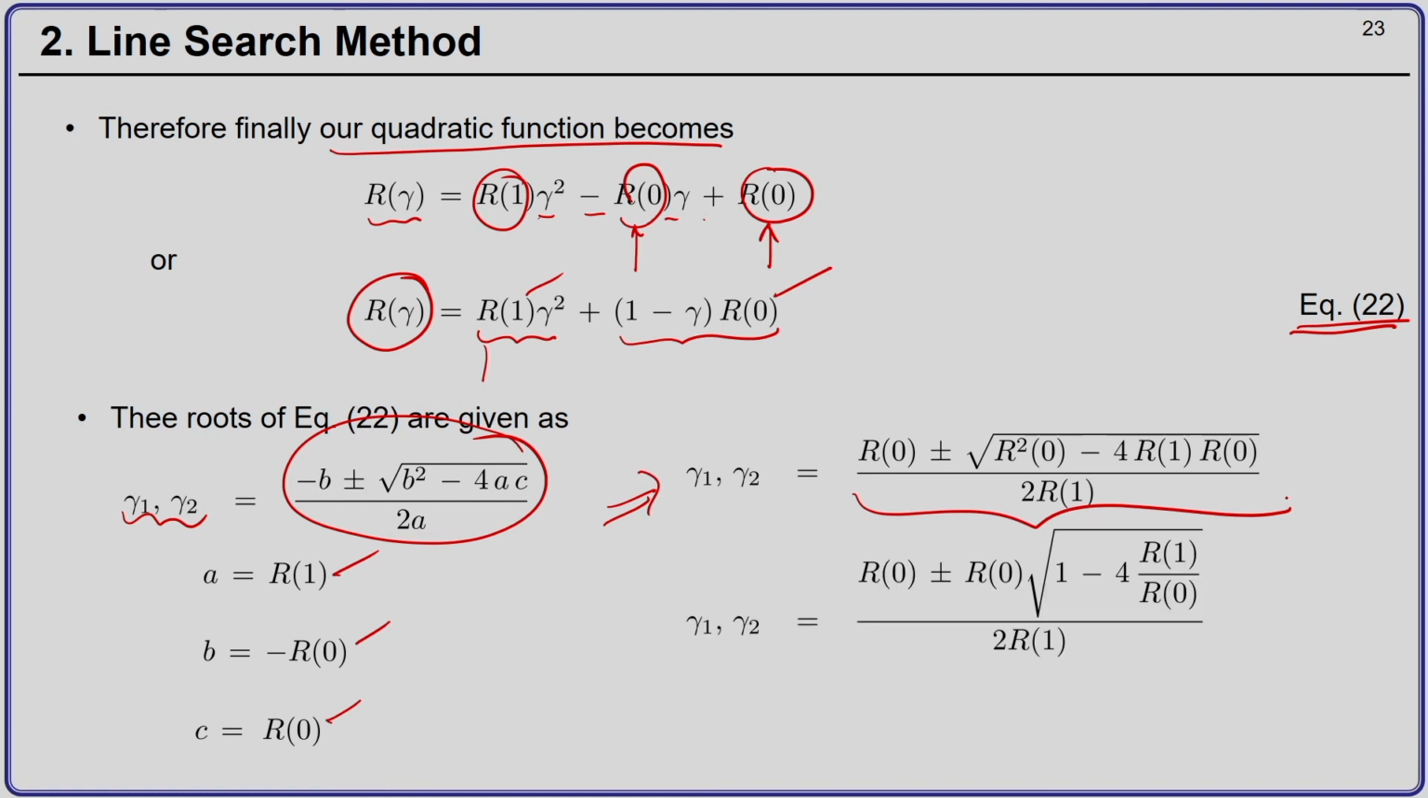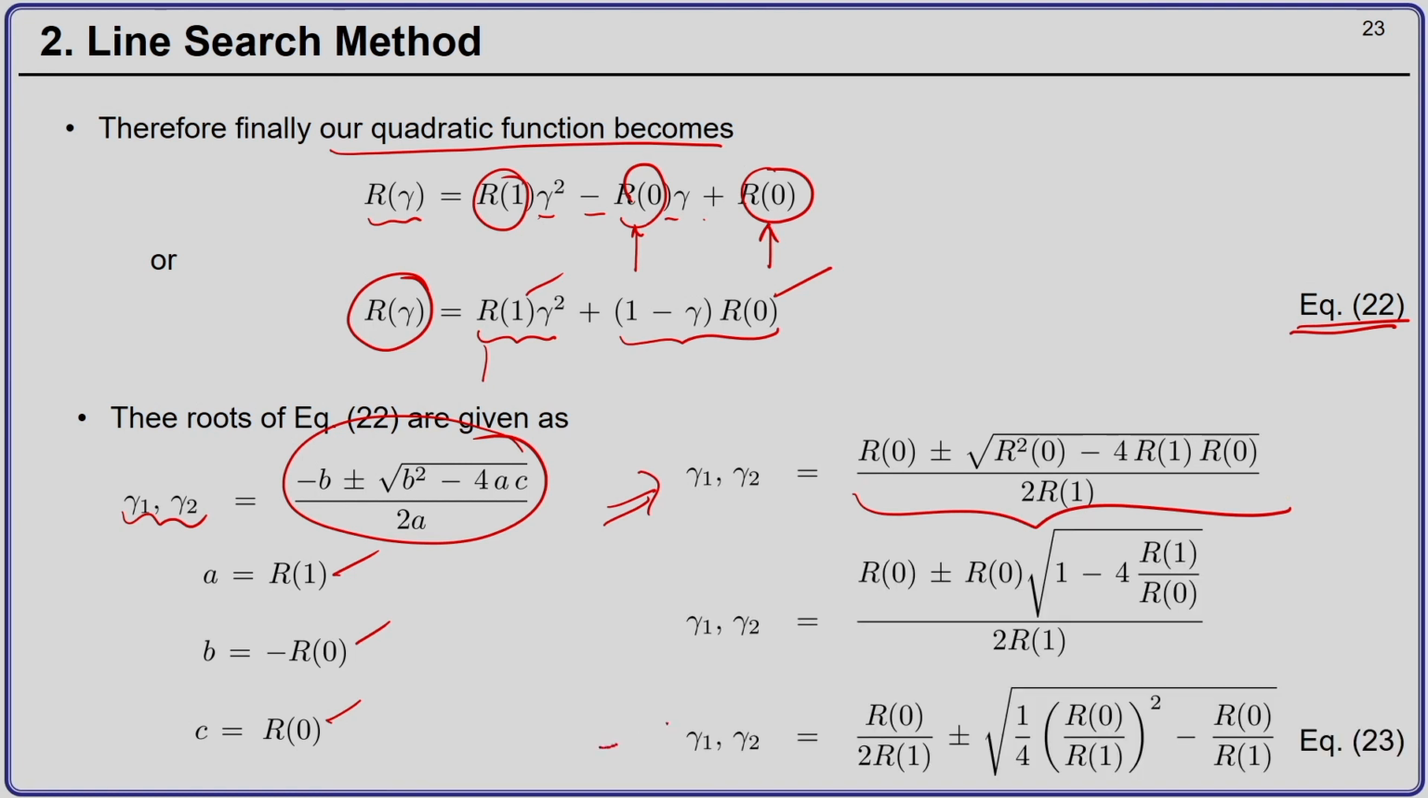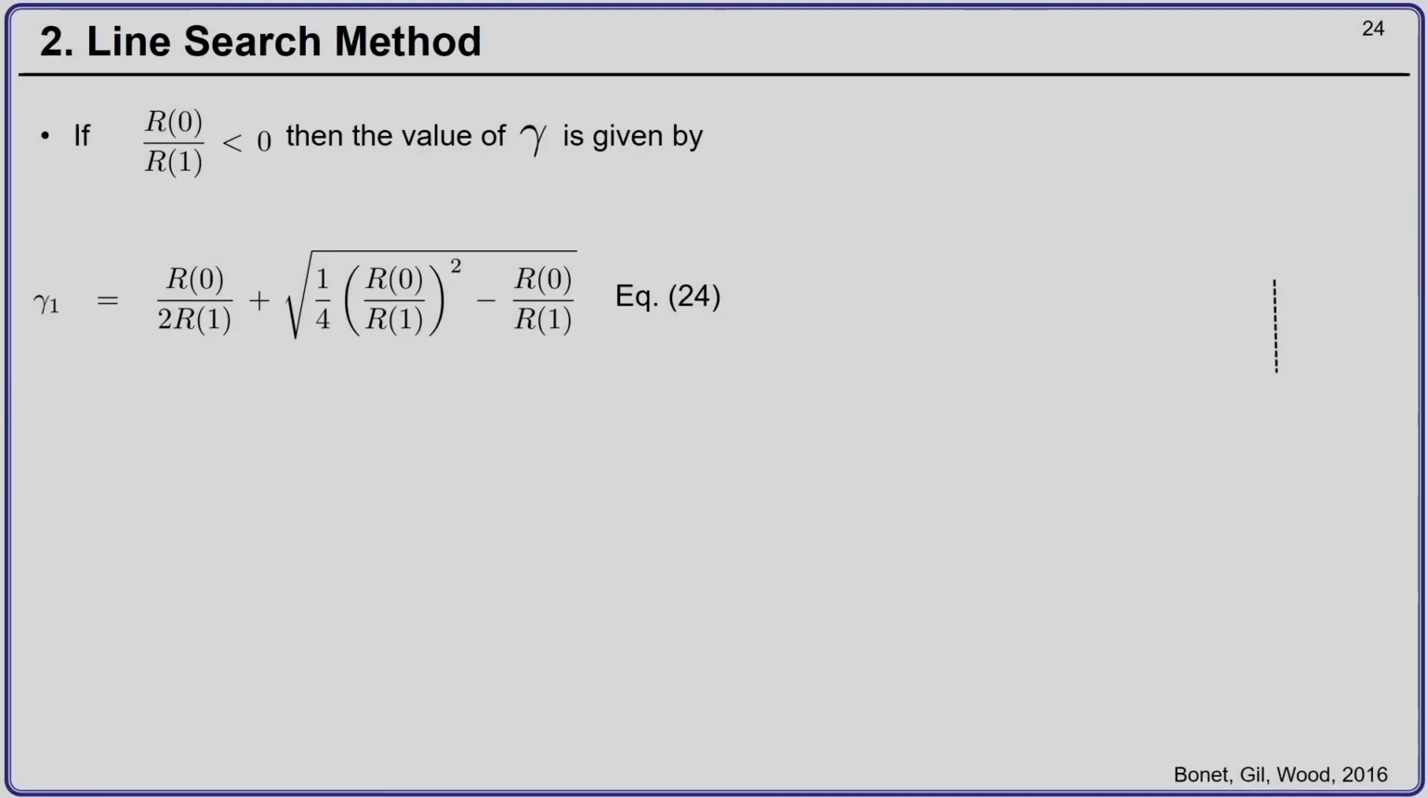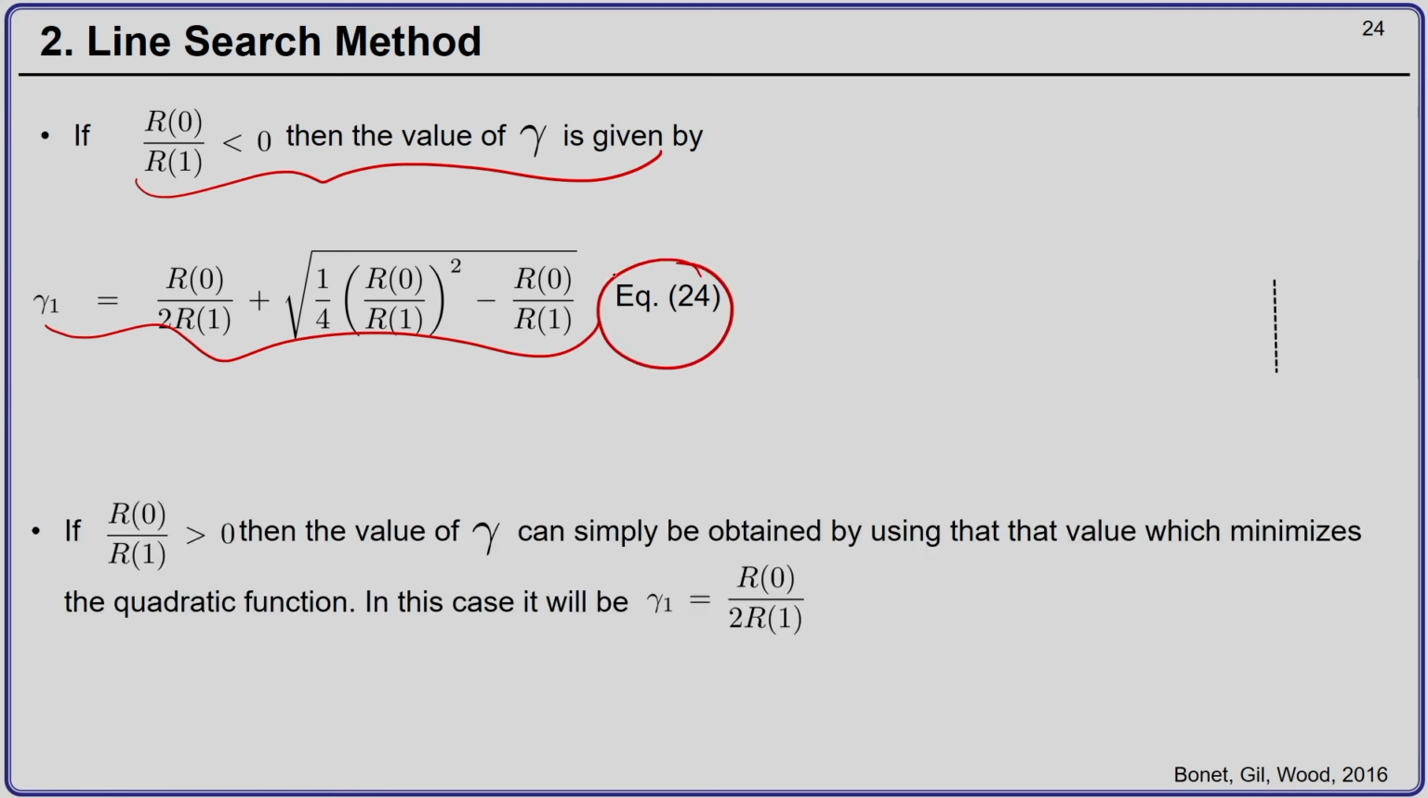Okay. Now, if I do a little more manipulation, I will get gamma 1 and gamma 2 as R 0 by 2 R 1 plus minus root over 1 by 4 R 0 by R 1 the whole square minus R 0 by R 1. Now, there can be two cases. In the first case, R 0 by R 1 may be less than 0. In that case, if you have less than 0, then your gamma 1 will be equal to that given by equation number 24.